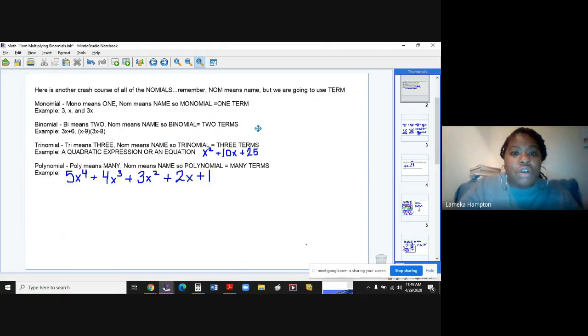Binomial. We know that bi means two, so a bicycle has two wheels, and bilateral means two-sided, something that has two sides. Nom means name, so binomial means two terms. The example that I wrote was 3x plus 6. So I have one monomial with 3x, and then another monomial with 6. Can I add 3x plus 6 together?